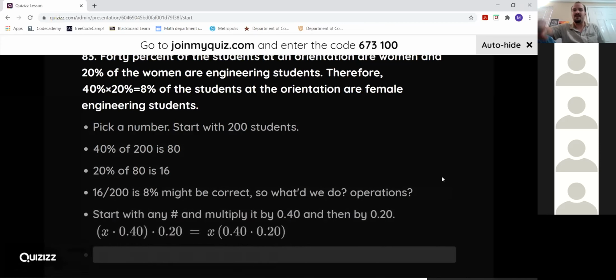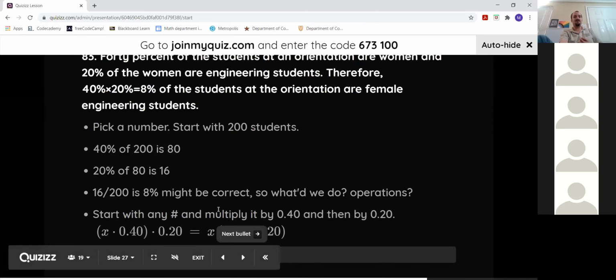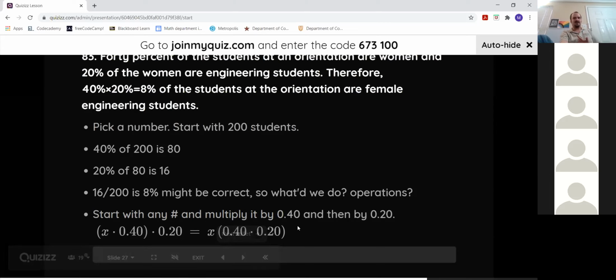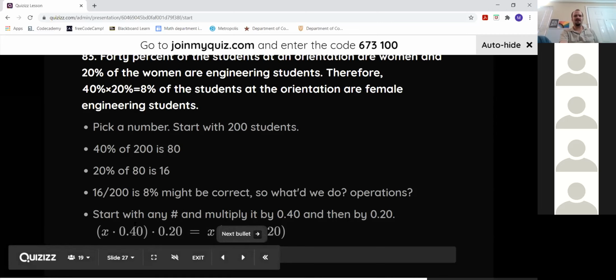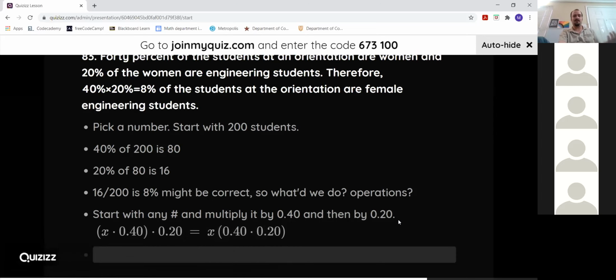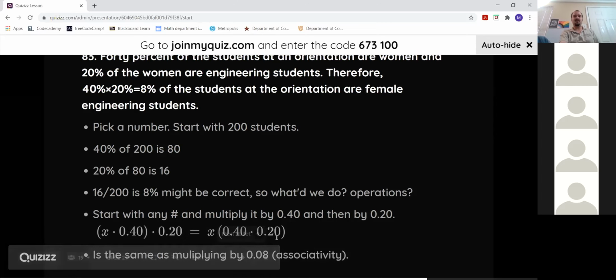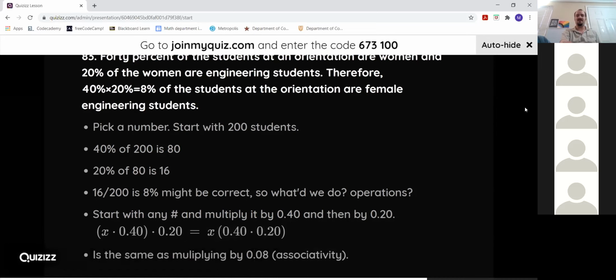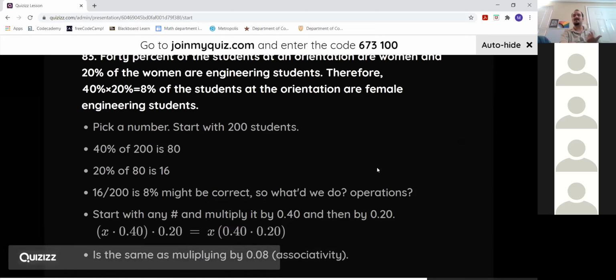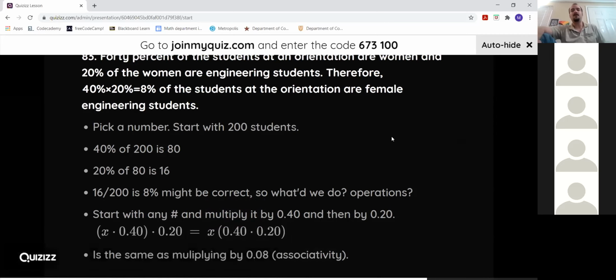So think about this. What did you do to this number? You start with a number. I started with 200, but I really could have started with anything. And I multiply it by 0.4. I multiply it by 0.2. And so there's this property of associativity, I believe. It doesn't matter where we put the parentheses when we multiply things. We can multiply these two things first, and if you do that, you get the 0.08, right? And so this is where they're getting the 0.08. So if we do 40% of 20%, we get 8%. We can multiply those percentages.